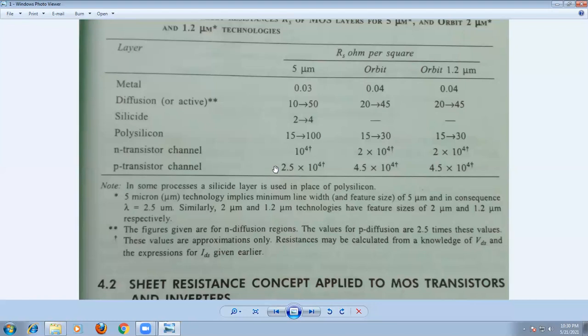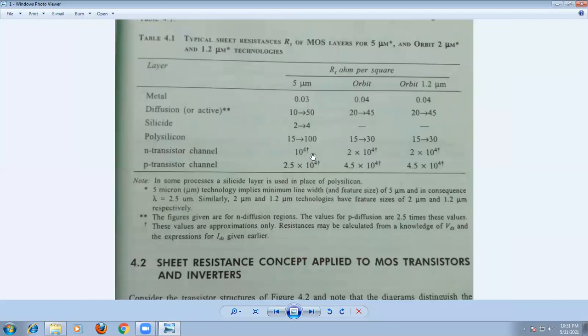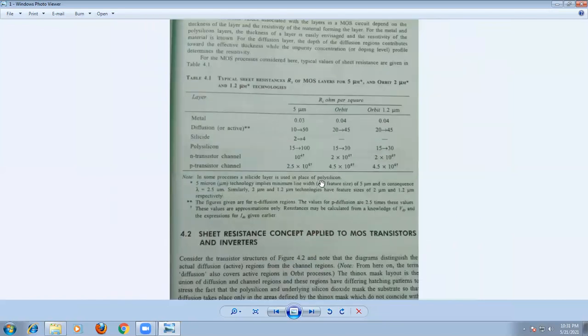Now just observe the polysilicon and silicide. Which one has the highest sheet resistance? The polysilicon has the highest sheet resistance. So if you use polysilicon as a gate, the resistance will be higher compared to the silicide, so the time delay will be very high. Whenever speed is very important, you can go for the silicide only because the resistance will be very low. That is the advantage of silicide over polysilicon.